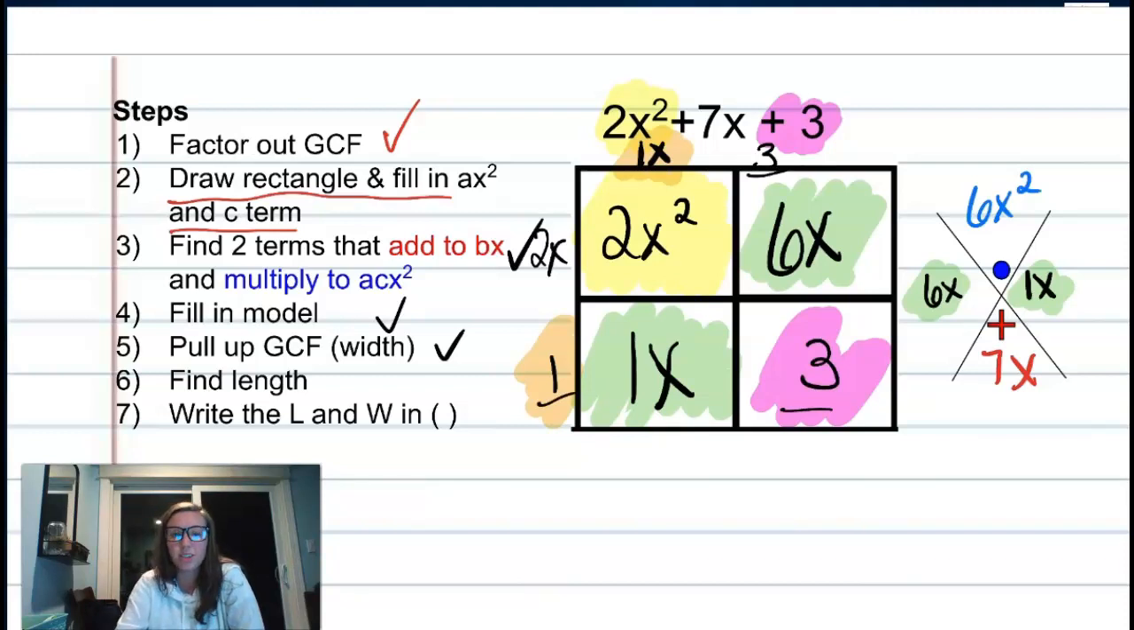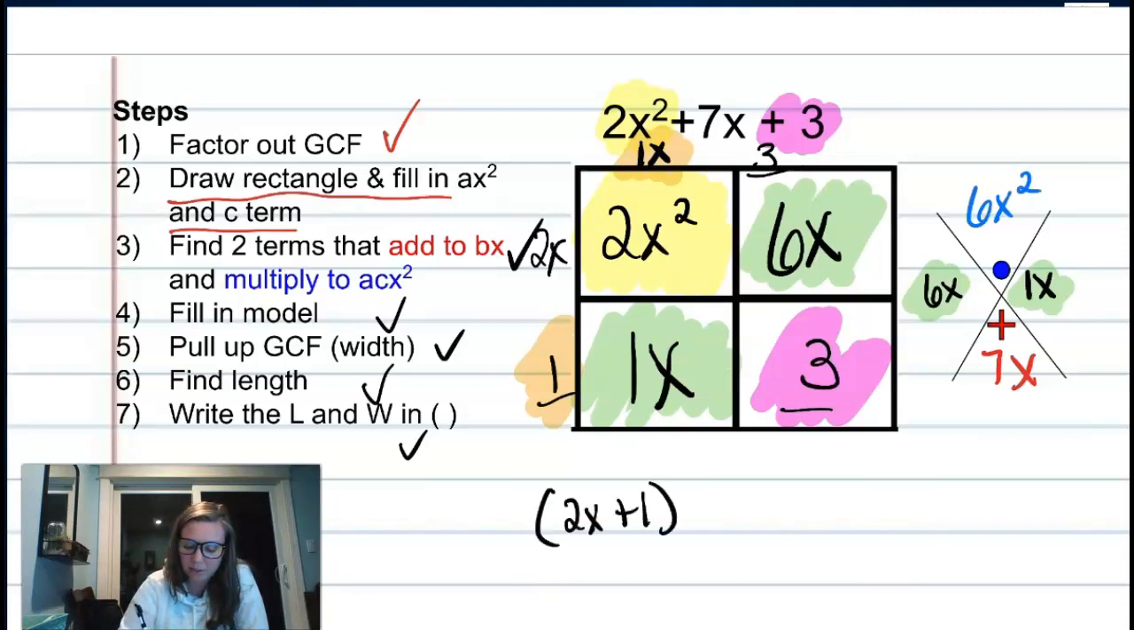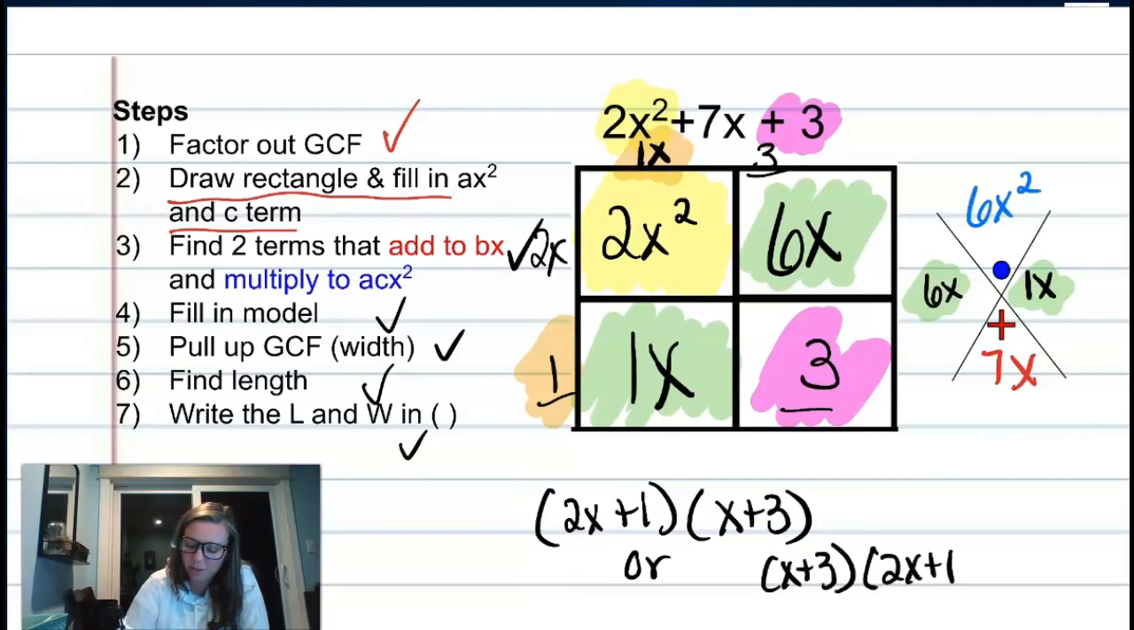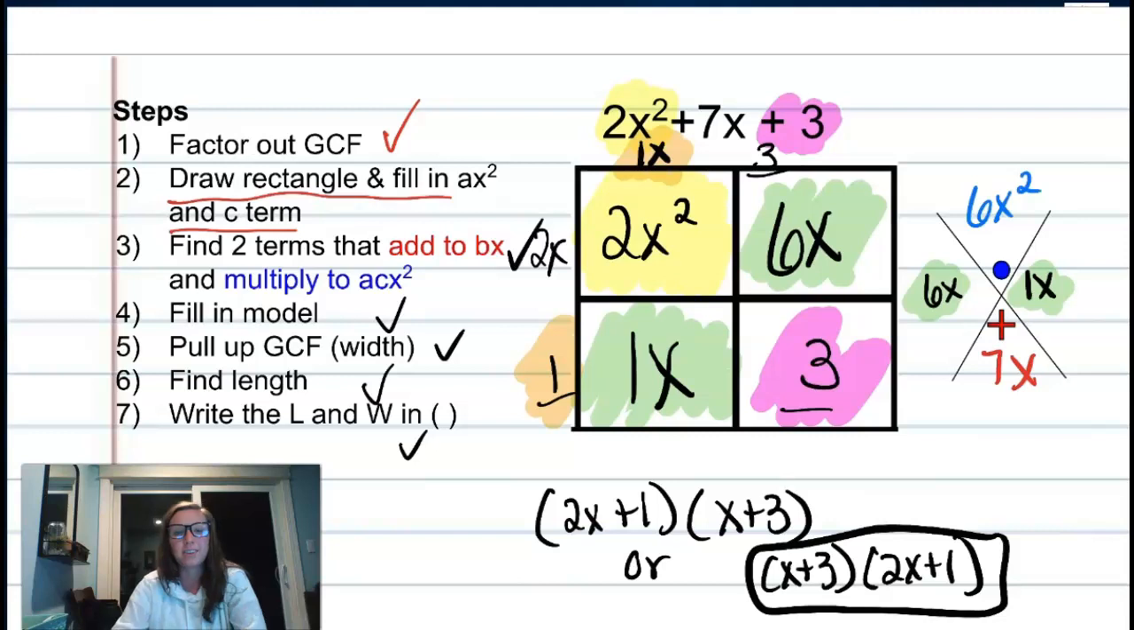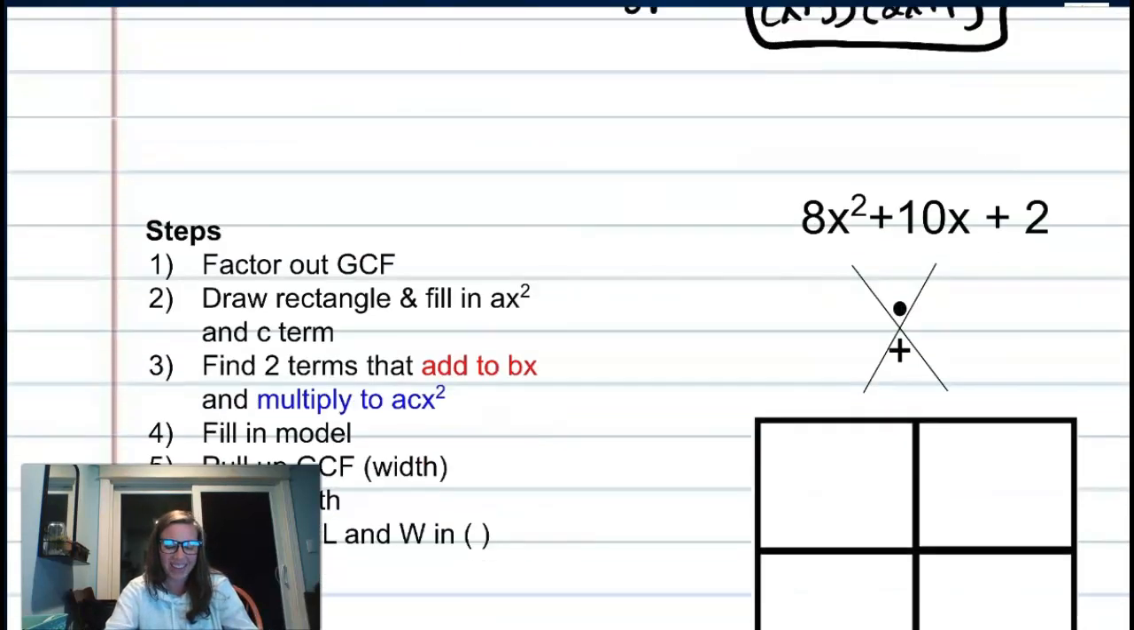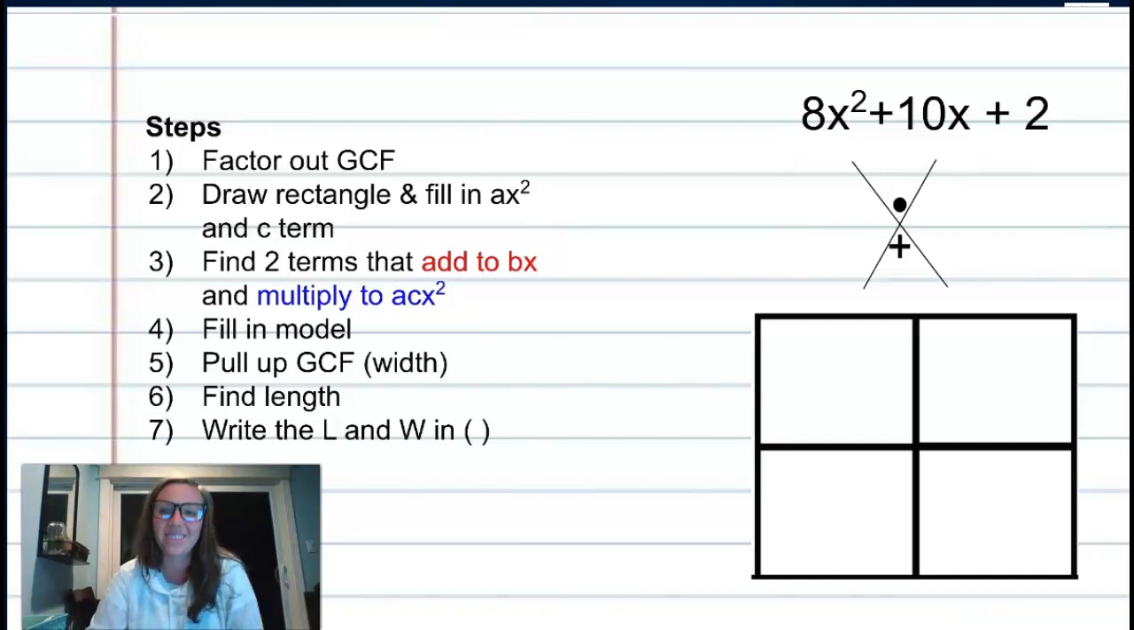All right, so the last thing is that you're just going to rewrite them as factors. So I can do either 2x plus 1 times 1x or just x plus 3, or you can write it the other way too. It doesn't really matter. And that would be your final answer. It's a lot. This video is very long. Okay, let's do hopefully 2 more, and then we'll practice this over the next couple of weeks.